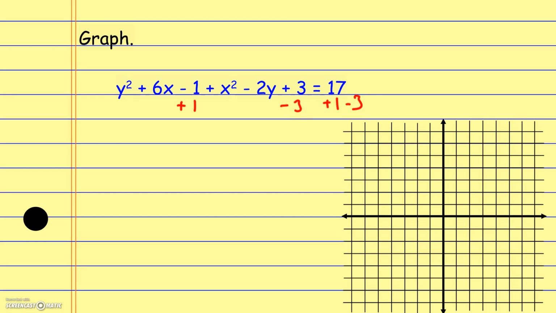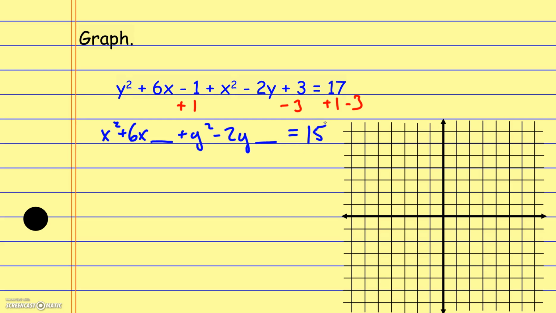Now let's reorganize some things, put all my x's together. So x squared plus 6x with a little space. The y squared will be paired with the minus 2y with a little bit of space. And then over here, I'd simply add these together. Looks like it gives me a 15.